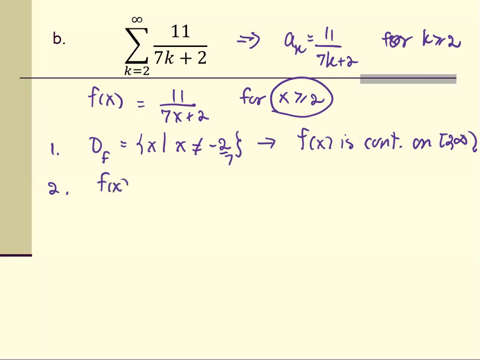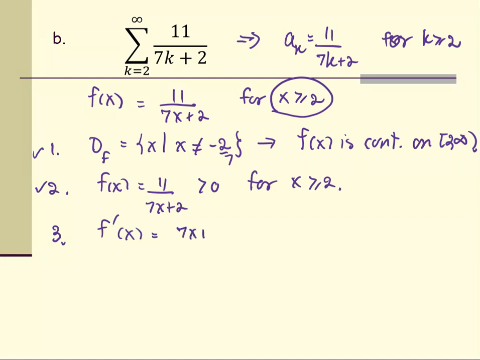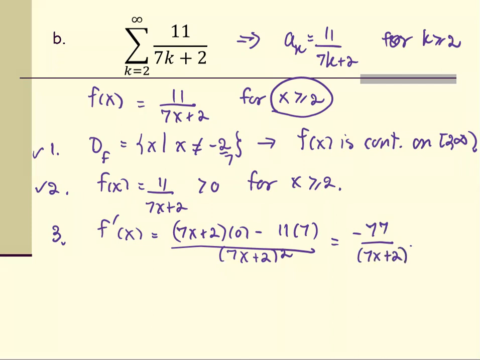It's very obvious that f(x) = 11/(7x+2) is positive for x positive, including x greater than or equal to 2. And number 3, we're going to see if the function is decreasing or not by checking the derivative. So it's going to be [(7x+2)·0 − 11·7]/(7x+2)². By using the quotient rule, it becomes −77/(7x+2)², which is very obvious as the sign negative. So f prime is less than 0 for all x.